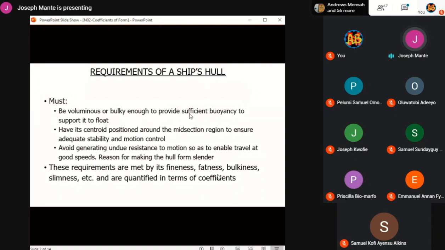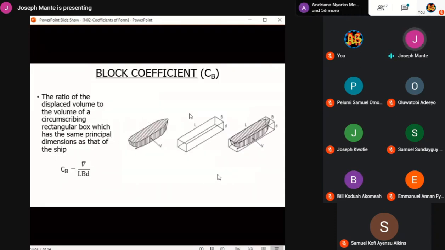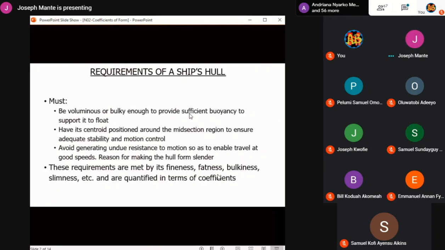So all these things that we are saying, we need a certain coefficient, okay? We need a certain coefficient to be able to know that this particular vessel is bulky, or this particular vessel is fine, or this particular vessel is fat. These are the coefficients we need. So before you design, you need to calculate all these things to know that the ship will be bulky, or smaller, or fat, or finest, or slender.